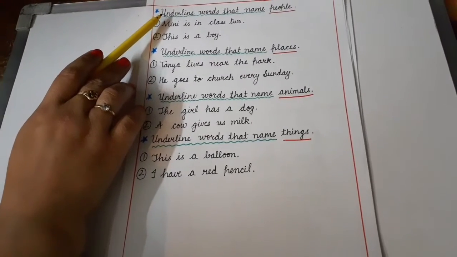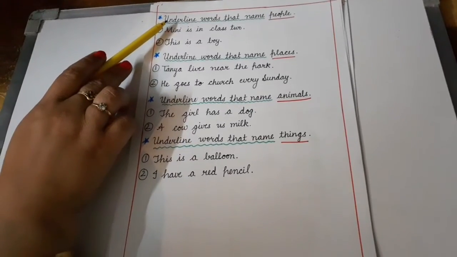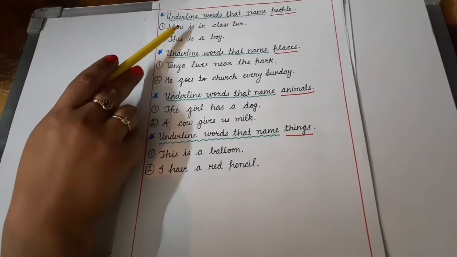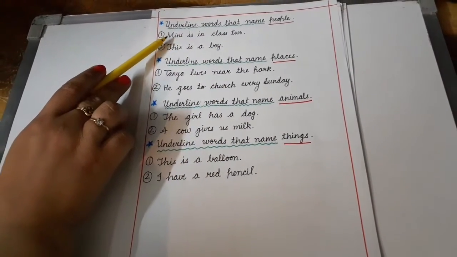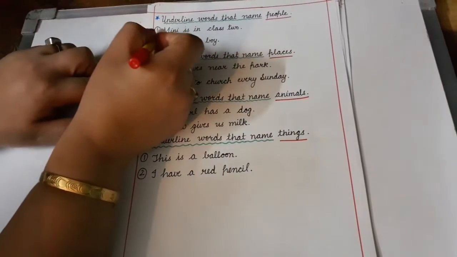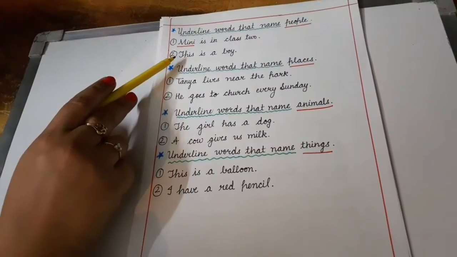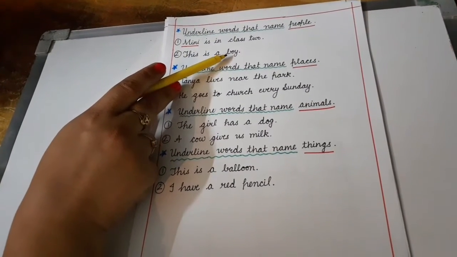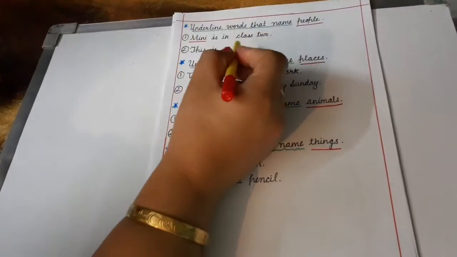Let us understand this topic by doing some exercises. Underline words that name people. First, Minnie is in class 2. In this sentence, Minnie is a girl. So the noun is Minnie. Let's come to the next question. This is a boy. Boy is a name of a person. So it is a noun. Let's underline this.